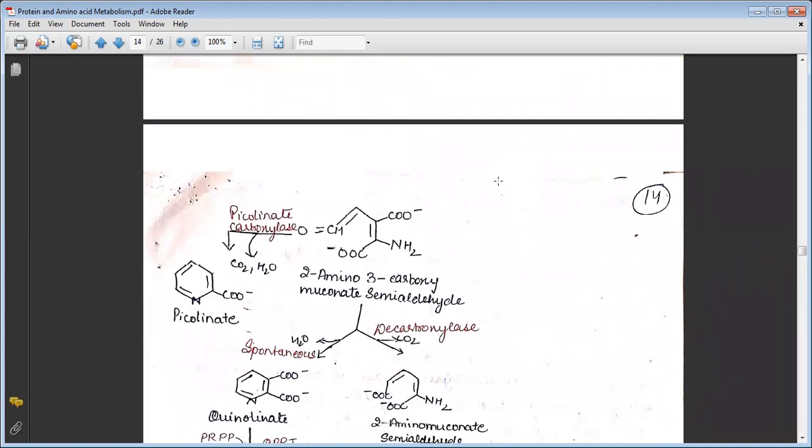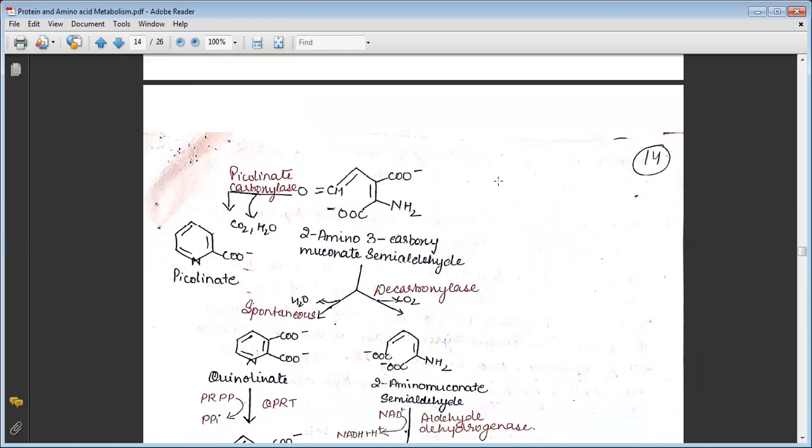This 2-amino 3-carboxymuconate semialdehyde changes into three. It shows three products in the presence of different enzymes. The first one is the picolinate carboxylase enzyme, and it forms picolinate. Second, decarboxylase enzyme, and it forms 2-amino muconate semialdehyde. And the third reaction is spontaneous, so it changes into quinolate.